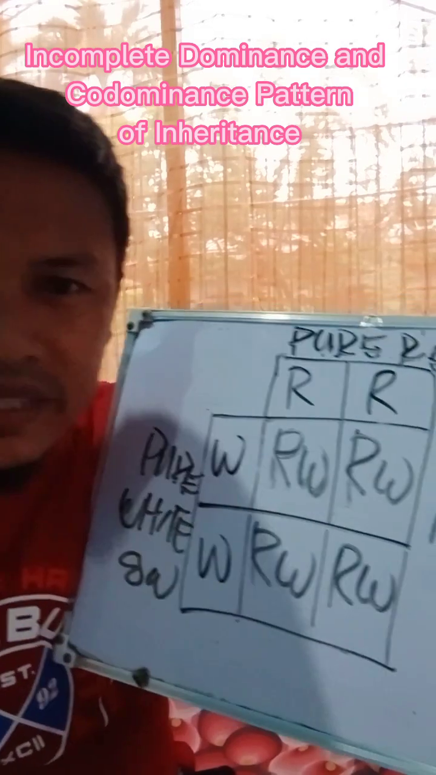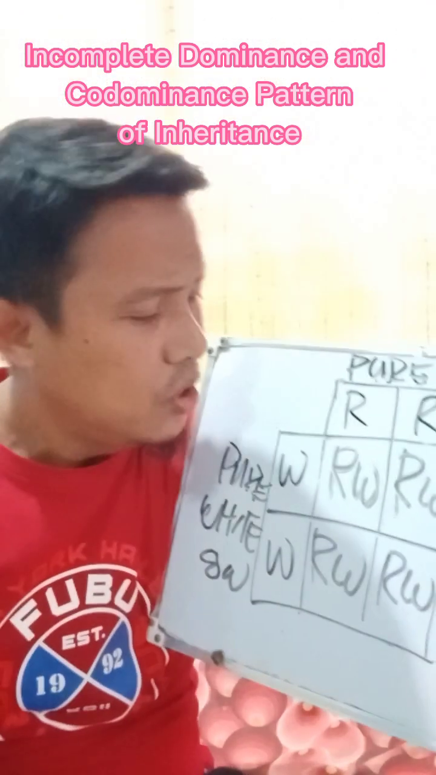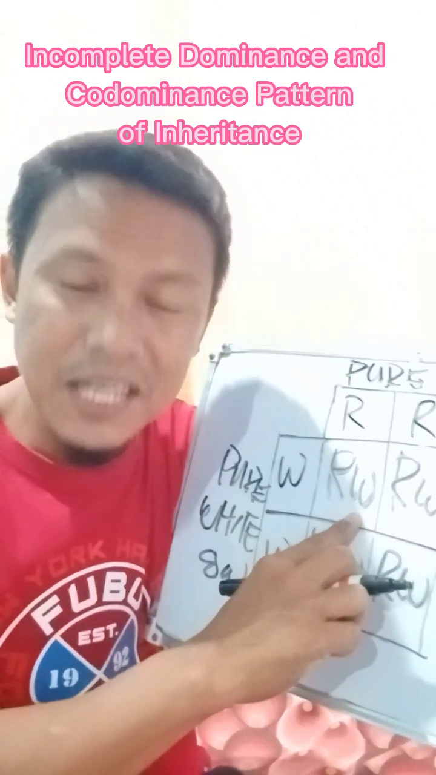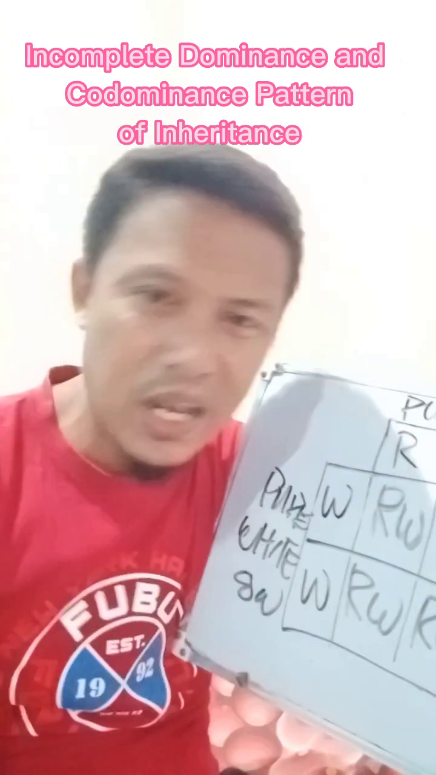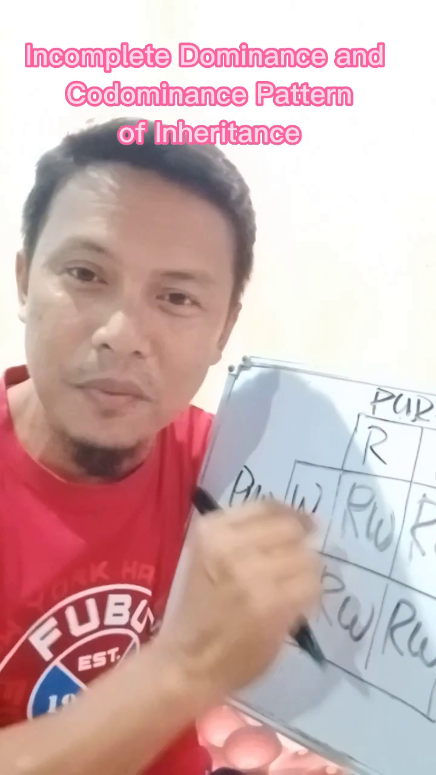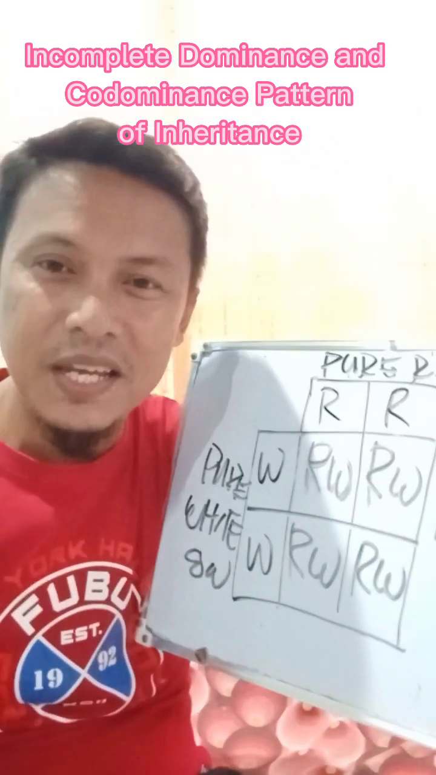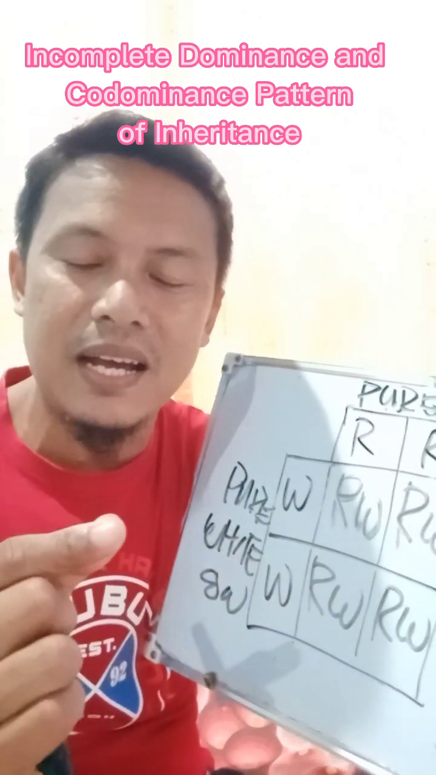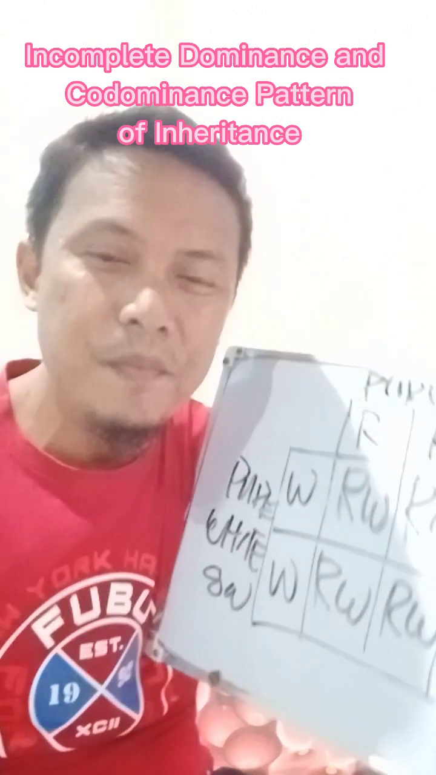So what is a Rowan calf? This is a heterozygote which shows both the colors, red and white. Okay? So nakita niyo ba yung mga baka na kung yung kanyang kulay ay mayroong pula at mayroong puti, yun ay tinatawag na rowan. Okay? And that non-Mendelian pattern of inheritance is called codominance.